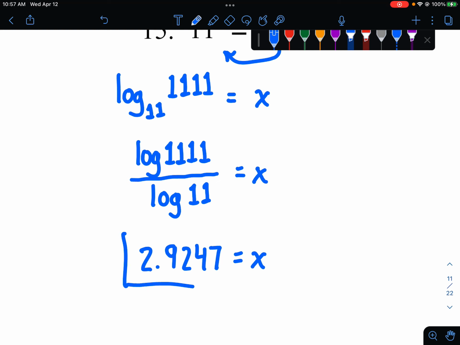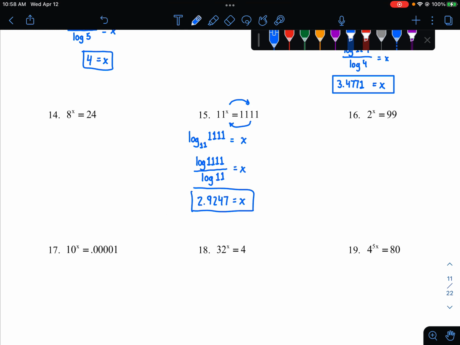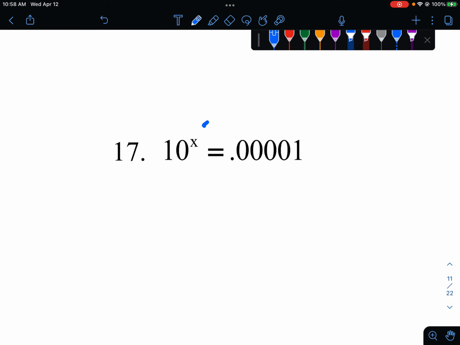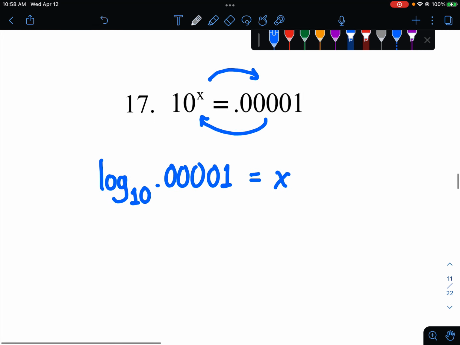Okay, so again, do not reduce. I'm purposely putting numbers that you would think you should be able to reduce, but you're not going to be able to. Now this one, we'll talk about and we'll see some of these, but this is log base 10 of 0.00001 equals x. Now, if you remember, we don't need this log base 10 because that is a common log.